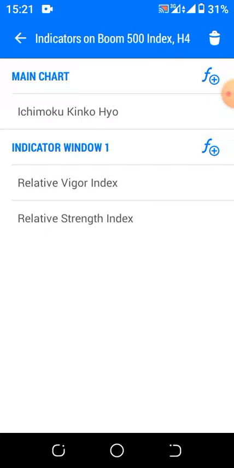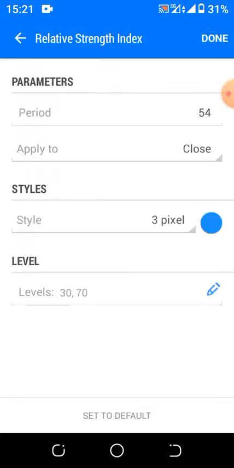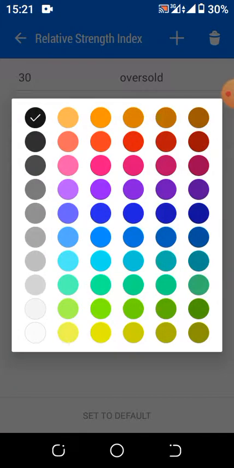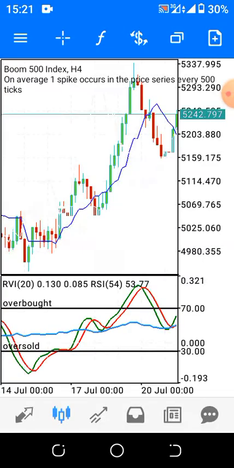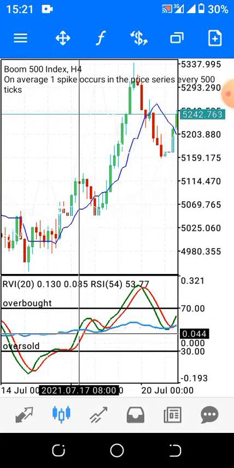For the levels, you need to have 30 acting as the oversold and 70 acting as the overbought. The pixel should be 3, and you change the color to black so that it is clearly visible on indicator window number 1. You press done, so that when you come to indicator window number 1, you can see the overbought and the oversold zone clearly.